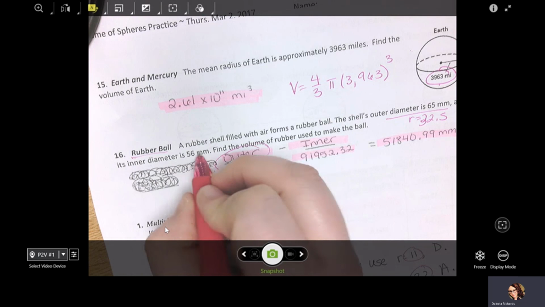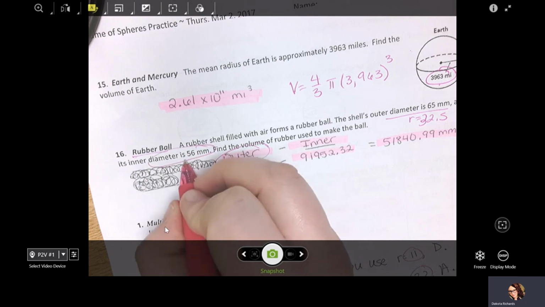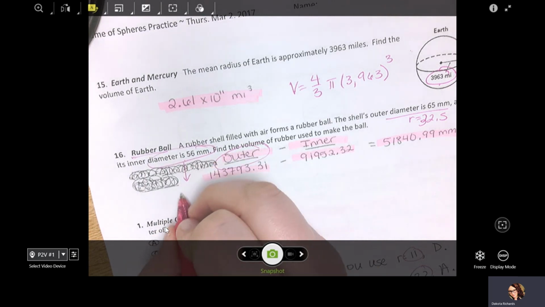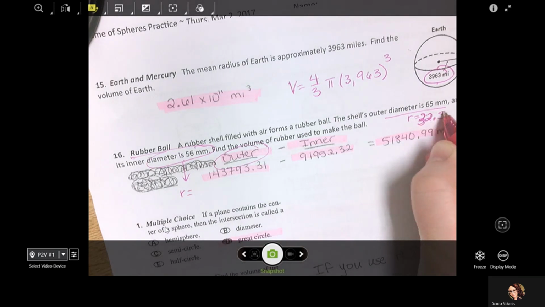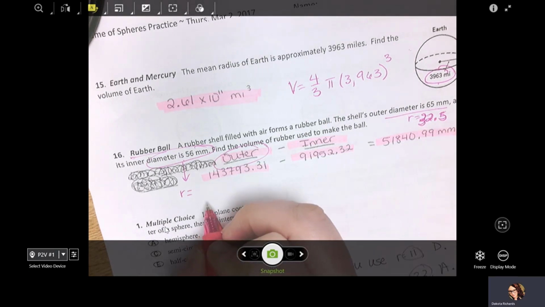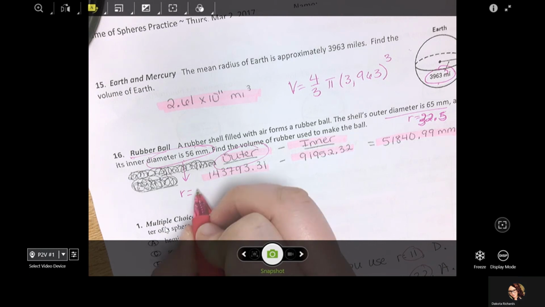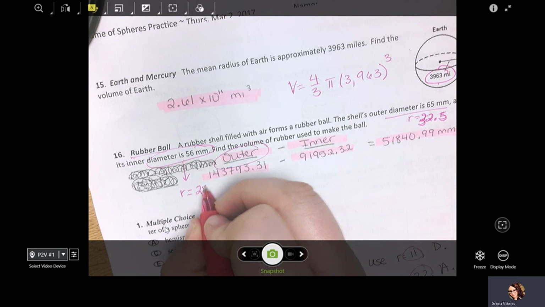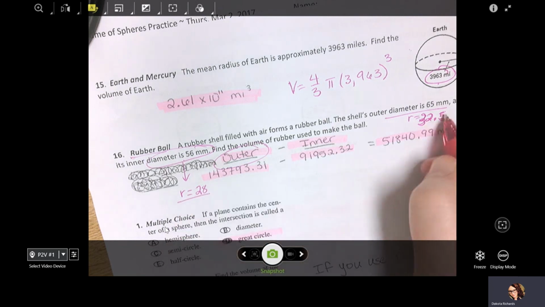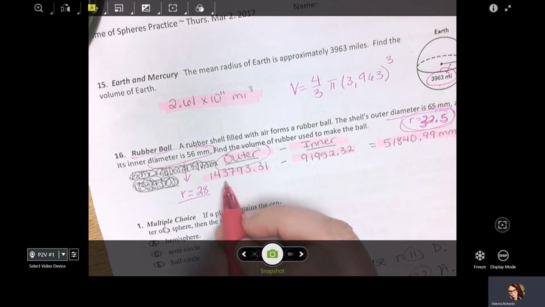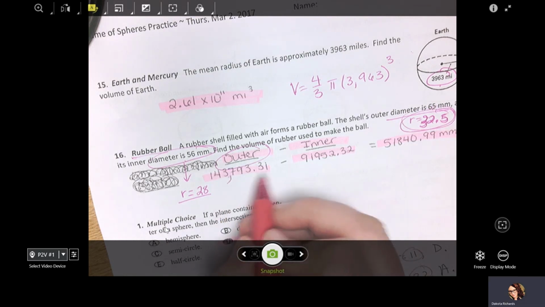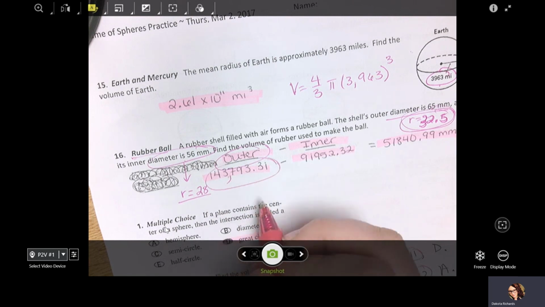And then the inner diameter is 56 millimeters. What would the radius be? What's half of 56? 28, okay. And then you would just plug those numbers in. So 32.5, when you plug that in for R, you get 143,793.31. That's the outer volume.